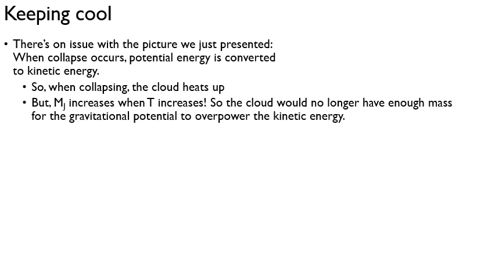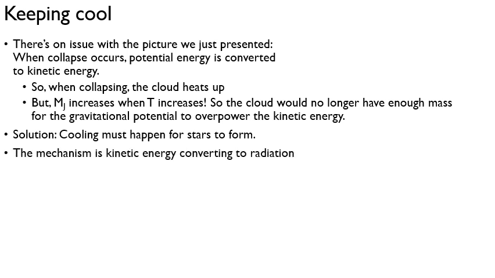And why is that a problem? It's because our Jeans mass depended on the square root of the temperature cubed. So if you collapse, your temperature increases, but that means I now need more mass in the cloud in order to fulfill the Jeans criterion, in order to collapse. Then your kinetic energy will no longer be overpowered by the gravitational energy, the force of gravity. And so that's a problem, right? Stars wouldn't form in that case. So a key to star formation is you need cooling. This gas cloud has to cool in some way in order to form.